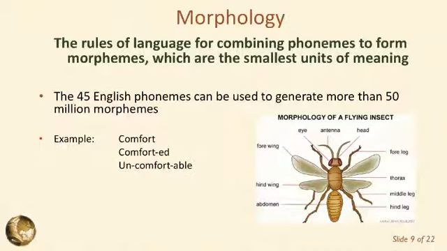But we might have this word, in which there are three morphemes, and each has a particular meaning or a particular role in terms of changing the meaning of comfort. So uncomfortable, you have the un, which indicates that it's the opposite, and then the suffix at the end, which makes it into an adjective.